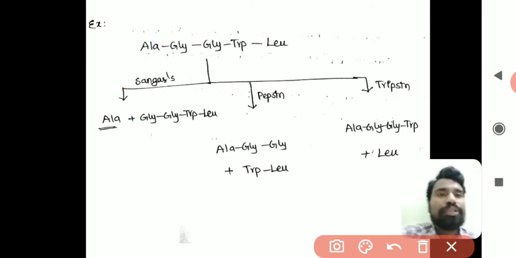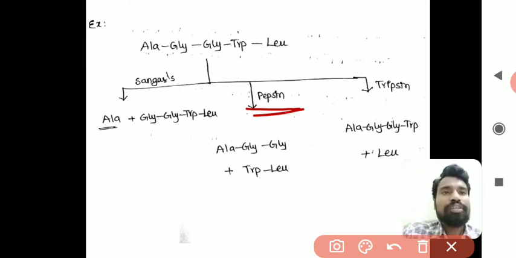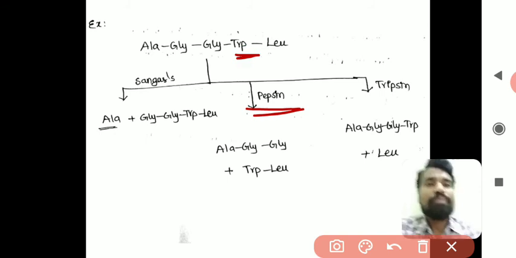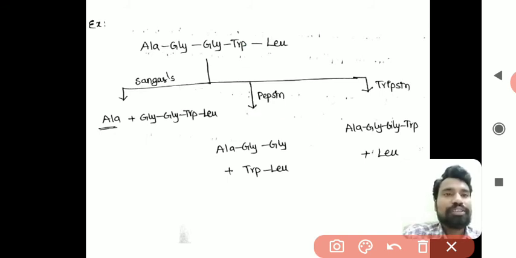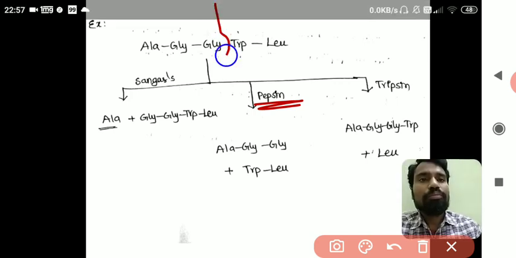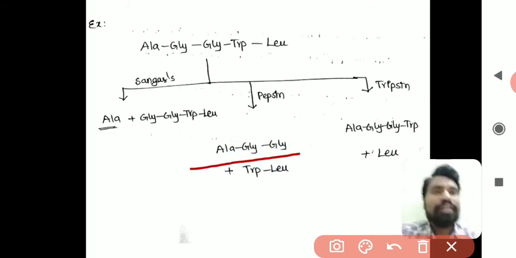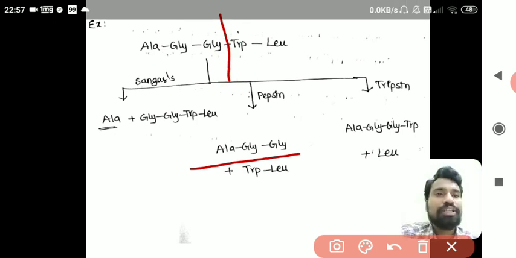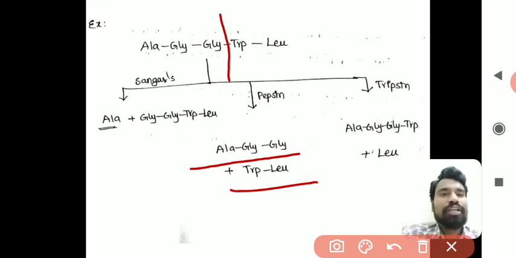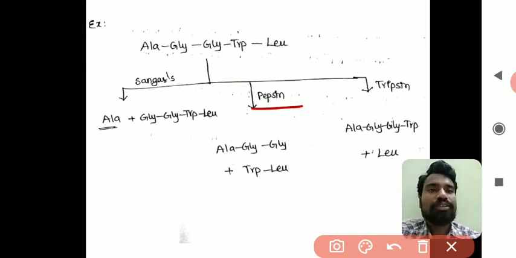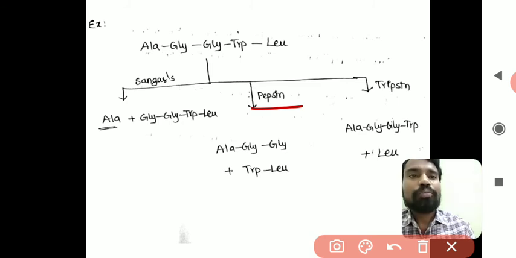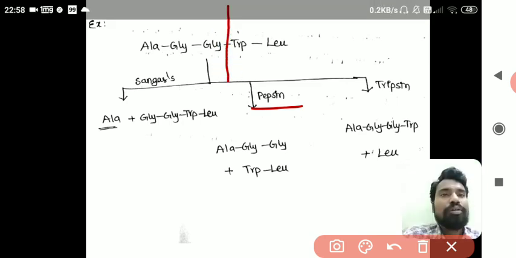Next, pepsin. As we have discussed, pepsin will break the protein sequence before the basic amino acid, right? Here tryptophan is the basic amino acid. Now what pepsin will do is break the sequence here, resulting in a tripeptide and a dipeptide. Ala-Gly would be one tripeptide, and as a result of the bond breakage, tryptophan and leucine is a dipeptide that would be formed. So pepsin breaks the protein sequence before the basic amino acid.